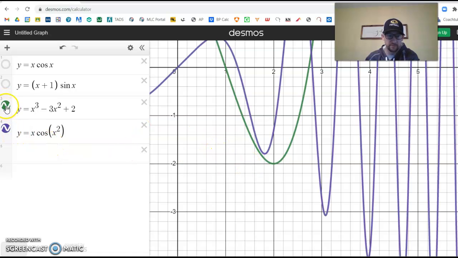And the final example, x times cosine of x squared. What's going on at 2? At 2, it looks like my graph is increasing, so my slope would be positive at that point. So hopefully that makes sense. Again, just graph the functions and take a look at that point. When x equals 2, where are we and what's the slope? From those examples, the slope is either positive, negative, or 0.